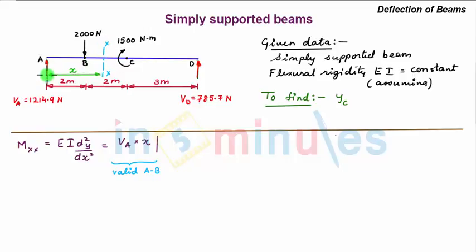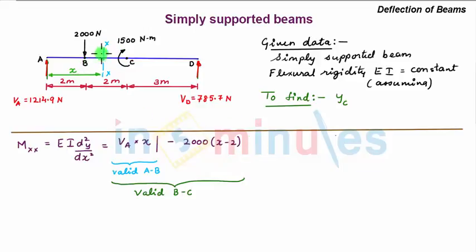Now writing the bending moment about section XX when it is between points B and C, we see a clockwise moment due to the upward force VA, at the same distance x, so it will be VA into x, minus an anti-clockwise moment due to the downward force of 2000 Newton, which is acting at a distance of x minus 2 meter. This bending moment equation will be valid between points B and C.